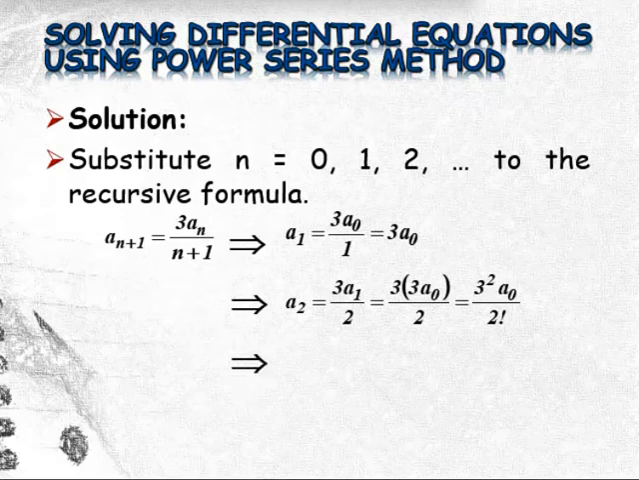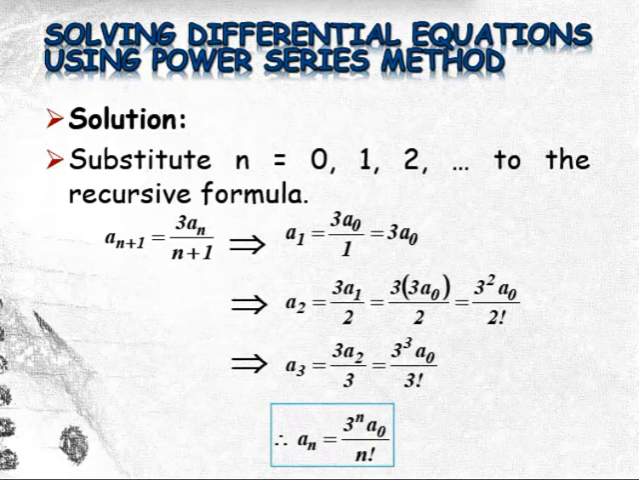And if n is equal to 2, a sub 3 is equivalent to 3 times a sub 2 over 3, which is equal to 3 cubed times a sub 0 over 3 factorial. So we can see a pattern. So we can generalize the expression for a sub n. And a sub n is equal to 3 to the n times a sub 0 over n factorial.